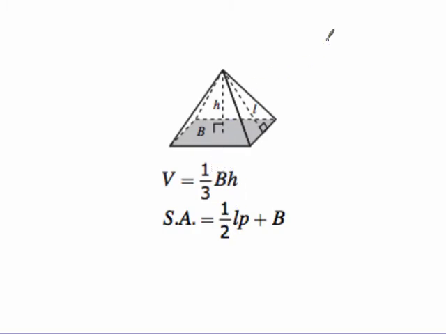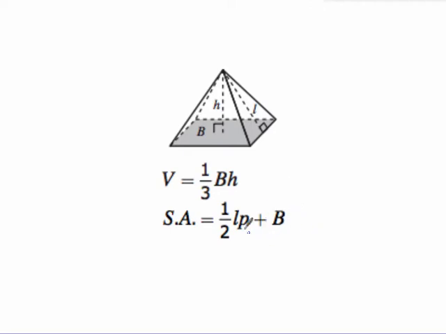Now I hope you remember that the volume of a prism was simply the area of the base times the height. So the volume of a pyramid is equal to 1/3 the volume of a prism that has the exact same base. But that's not something you really need to worry that much about. Just know it's 1/3 the area of the base times the height. And the surface area introduces some new stuff. It's 1/2 L times P plus capital B.